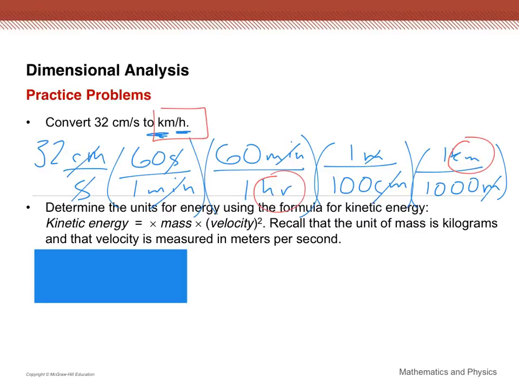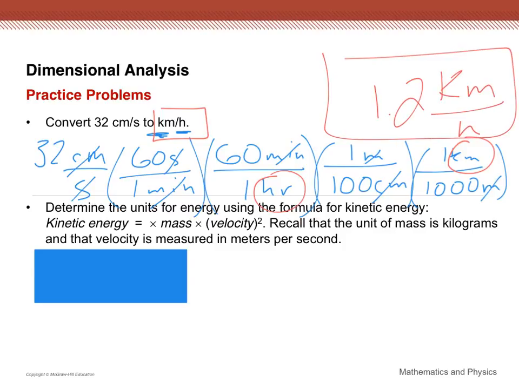And so all I have to do is just multiply the top across, 32 times 60 times 60, multiply the bottom across, 100 times 1,000, divide those, and then we get 1.2 kilometers per hour. And I know I went through that quickly, but we'll practice some more of these in class.